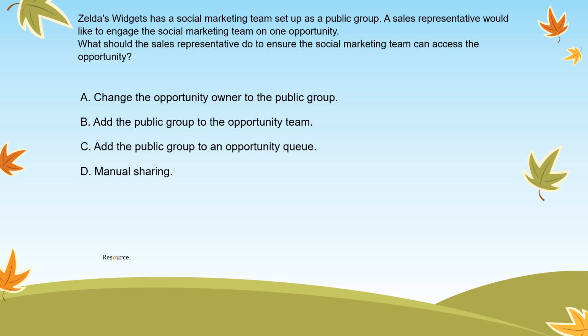So this one, it's one of those ones where you just have to think about it for a second. So A, public groups cannot be owners of records. So that is a no. B, public groups are not shareable with opportunity teams. So that's also a no. C, public groups cannot be part of a queue. So that's a no. So we're left with manual sharing. And again, some sales reps, they don't like doing things on their own, but it's super easy. They just share with the public group. Let's see if we are correct. And we are.